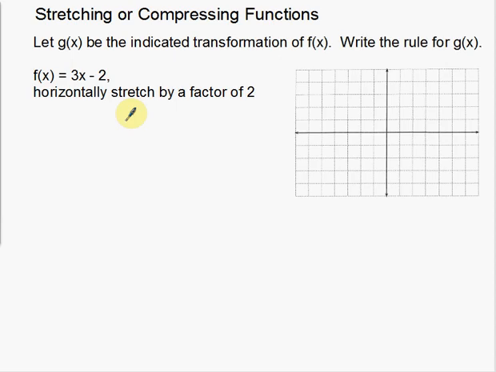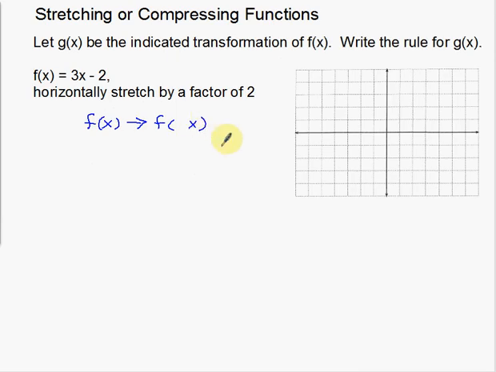Okay. All right. So what I'm going to do is show you with the notation first, then graph it, just to show you two ways to do this. So I'm going to take my function and change it. Now if I do something horizontally to a function, it only affects the x portion of the function. So I'm going to horizontally stretch by a factor of 2, and it's only going to affect the x.